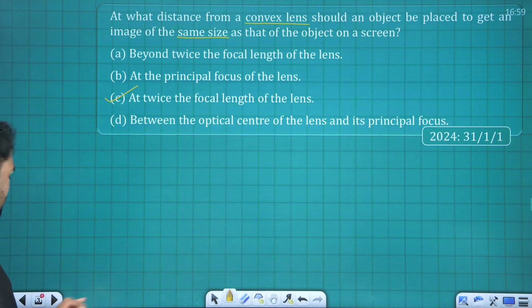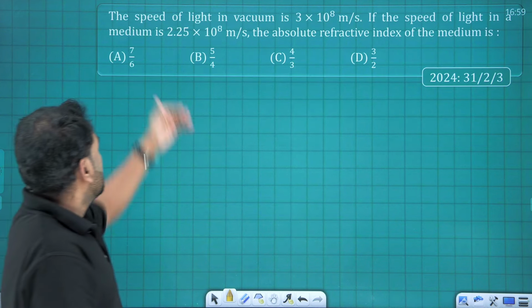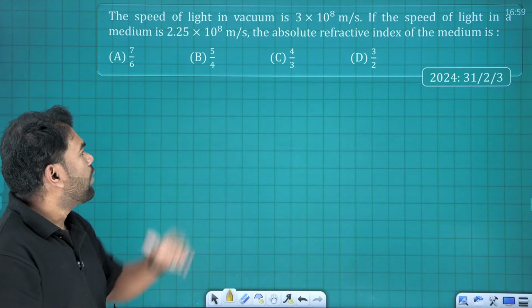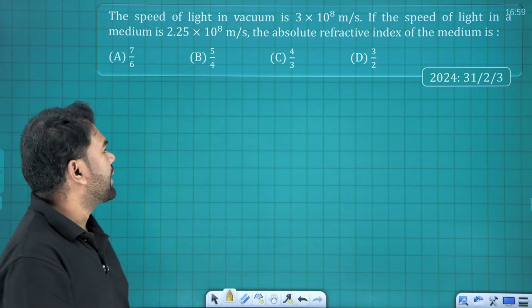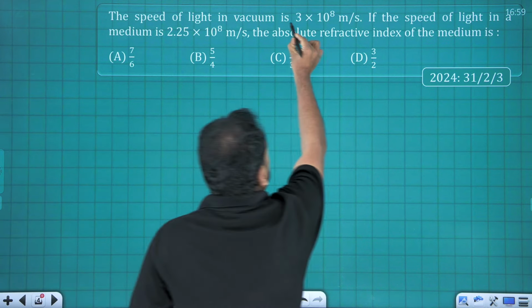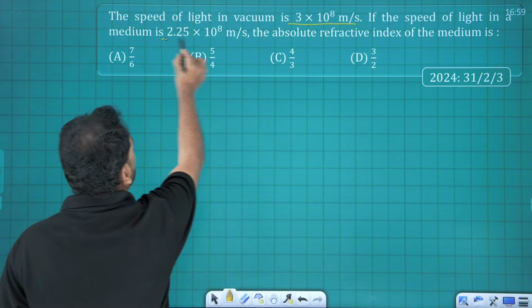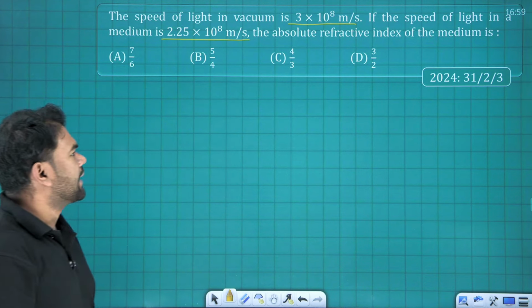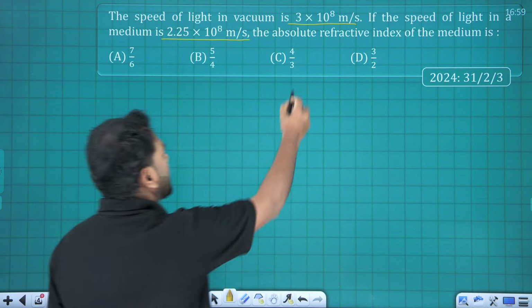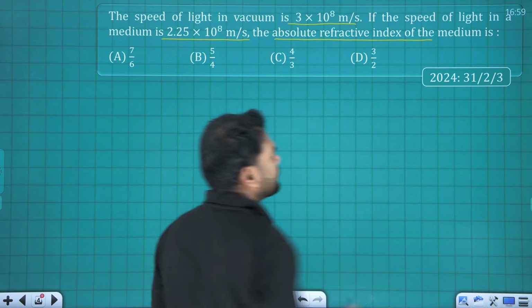Now we are going to the next question. The speed of light in vacuum is 3 into 10 raised to 8 meter per second. If the speed of light in a medium is 2.25 into 10 raised to 8 meter per second, your question is to find out the absolute refractive index of the medium.